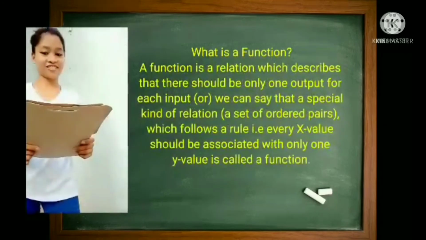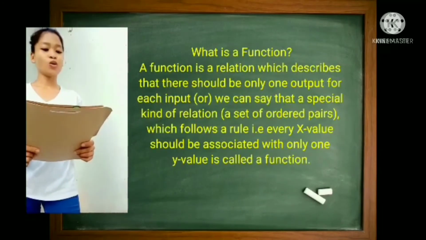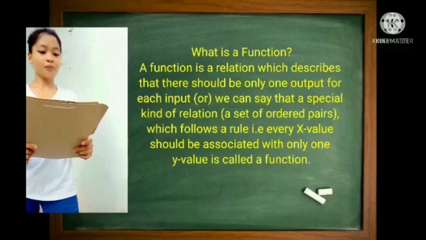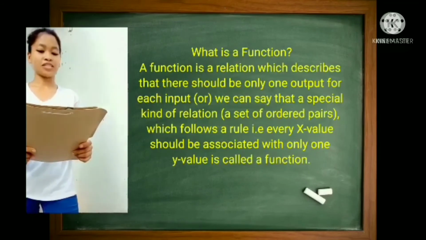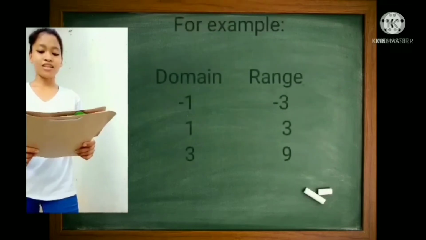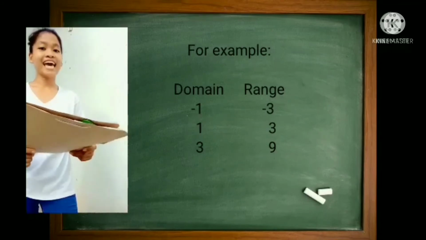What is a function? A function is a relation which describes that there should be only one output for each input, or we can say that a special kind of relation is a set of ordered pairs which follow a rule. A set of x values should be associated with only one y value, and this is called a function. For example, domain, range: -1, -3, 1, 3, 3, and 9.